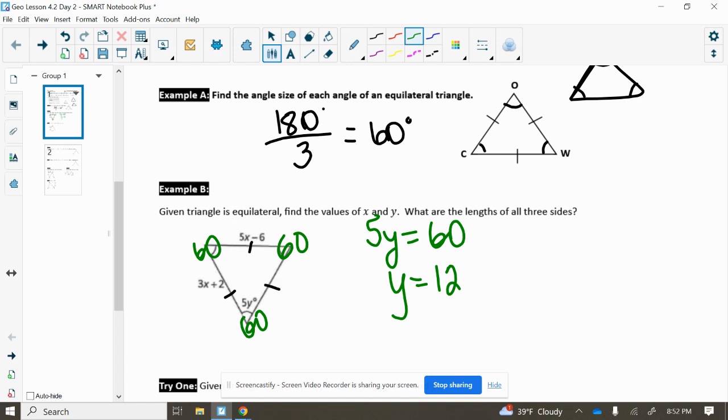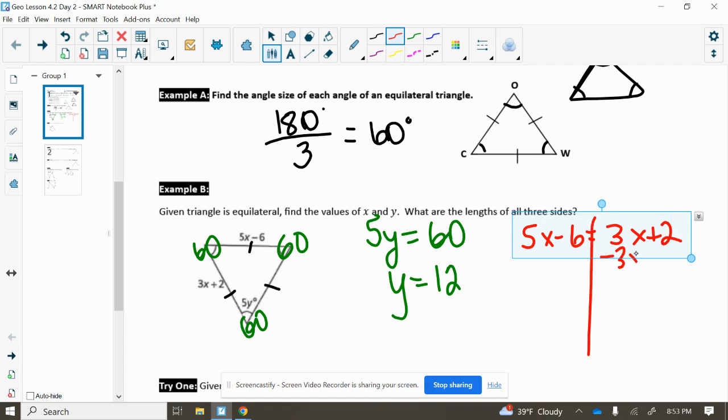Now the x value. Again, they are giving you two sides, and all three sides are congruent. So if they had given us all three, we could have just picked our favorite two, but this time we're going to use the 5x minus 6 that they gave us, and 3x plus 2 was also given. We're going to set those equal to solve for our value of x. So plug this back in.